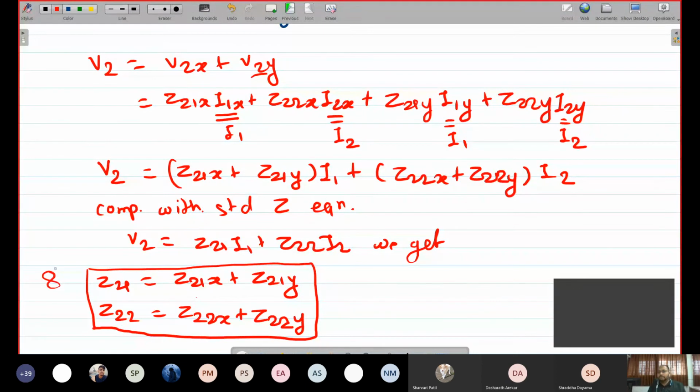Okay, if it is for 8 marks, you will get 8 marks, or if it is 7 marks, then you will get 7 marks. I hope you have understood this, and this is very easy once you understand the basic phenomenon of your series connection and parallel connection. I hope it is easy. Yes, have you understood this?